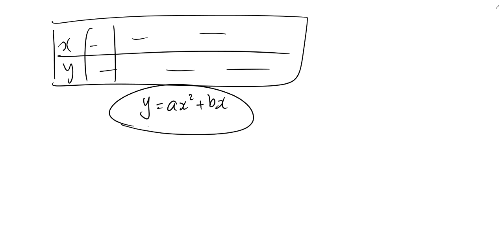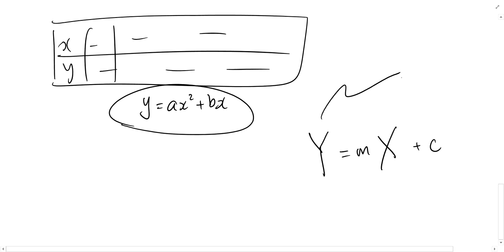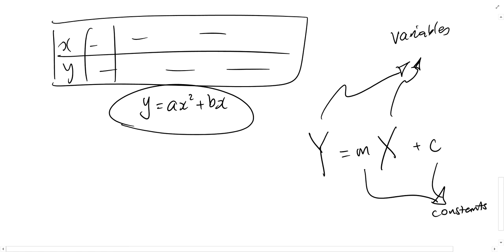You are now going to convert this curve into a straight line, because the advantage of a straight line is that I can read the big Y-intercept and I can calculate the gradient very easily. A straight line has the equation big Y equals m big X plus C, where big X and big Y are variables. This m and this C are constants.